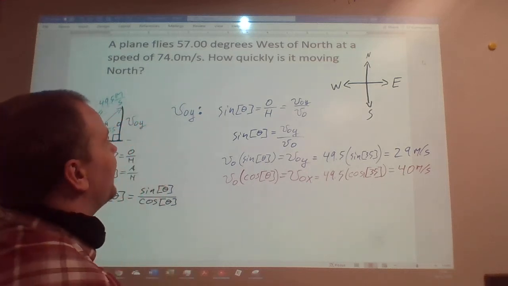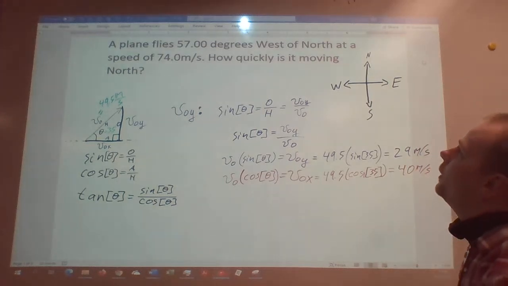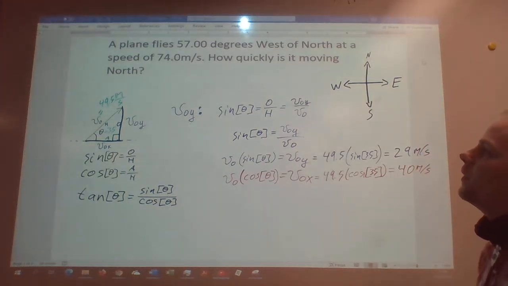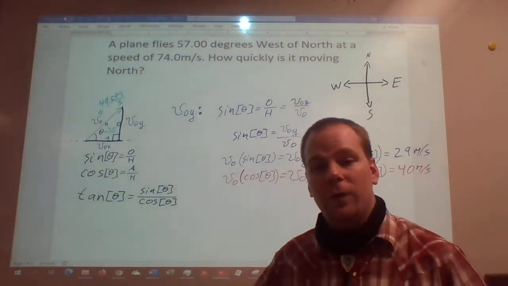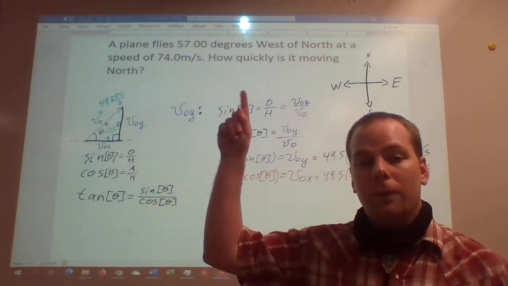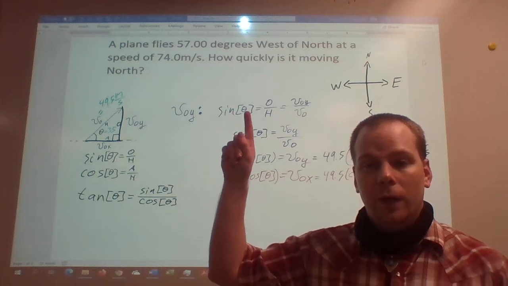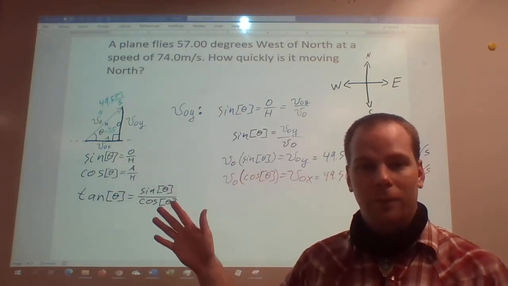Okay, a plane flies 57.00 degrees west of north at a speed of 74.0 meters per second. How quickly is it moving north? Pause this video, take a crack at this problem, and then I'm going to work it out here in just a second. I'm also about to erase all of this work, so pause it now.